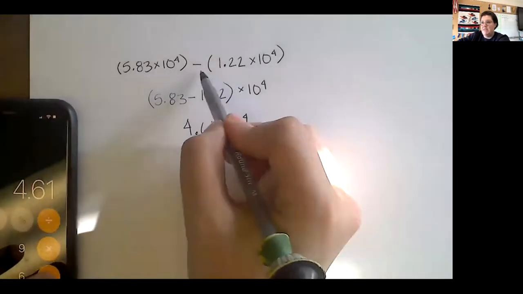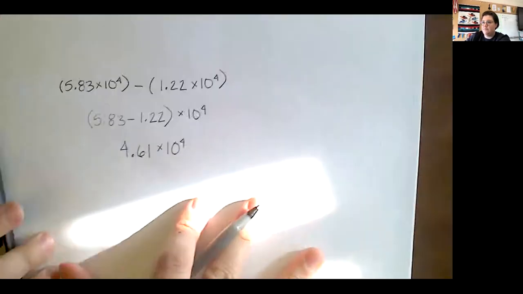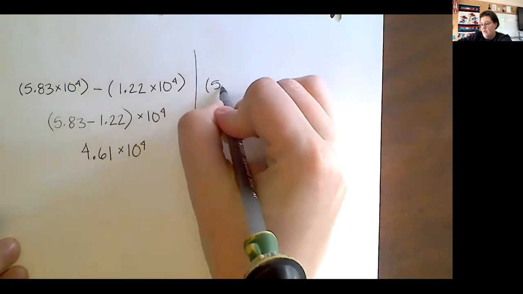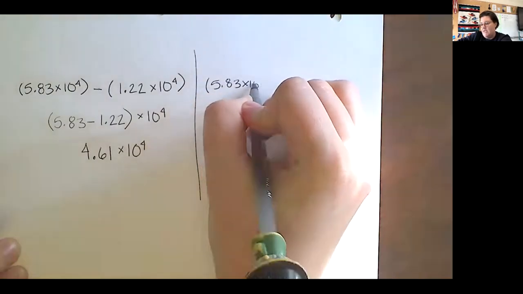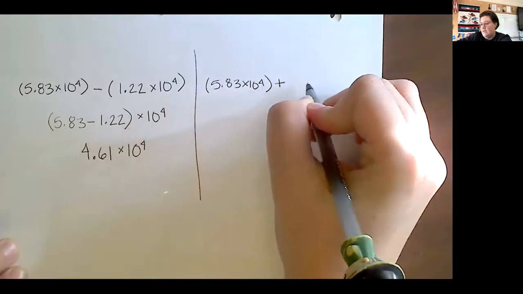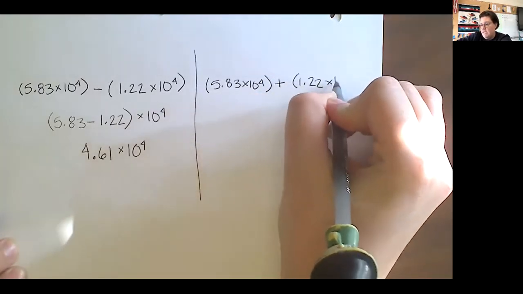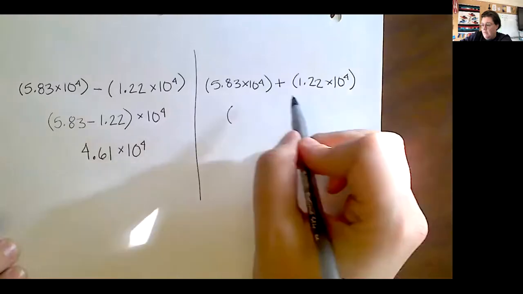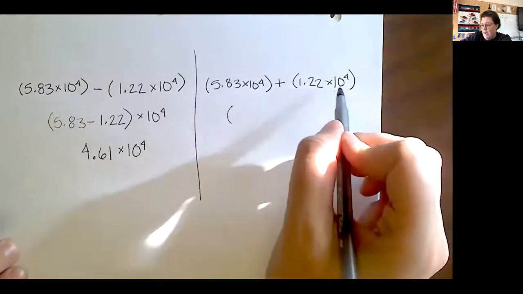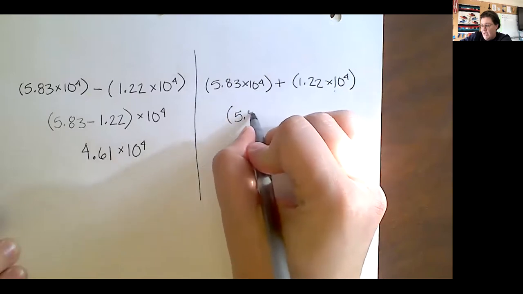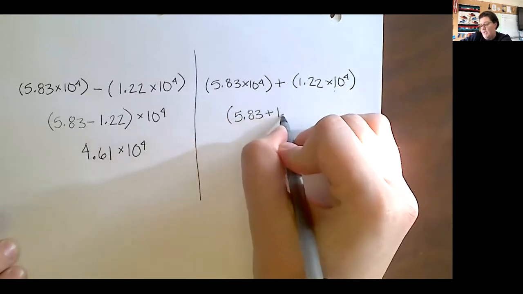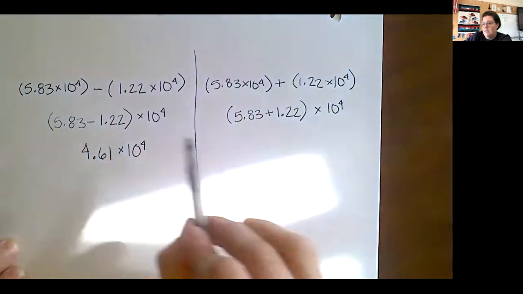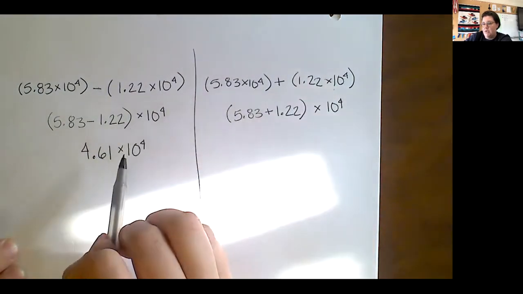I will say also it's the same exact thing if this were addition. So if this had been addition and it was 5.83 times 10 to the fourth plus 1.22 times 10 to the fourth, we're going to do the same exact thing. We're just going to use our distributive property and keep the same power of 10 and have 5.83 plus 1.22 times 10 to the fourth. So this step is still the same on both sides. You're just using addition instead of subtraction.